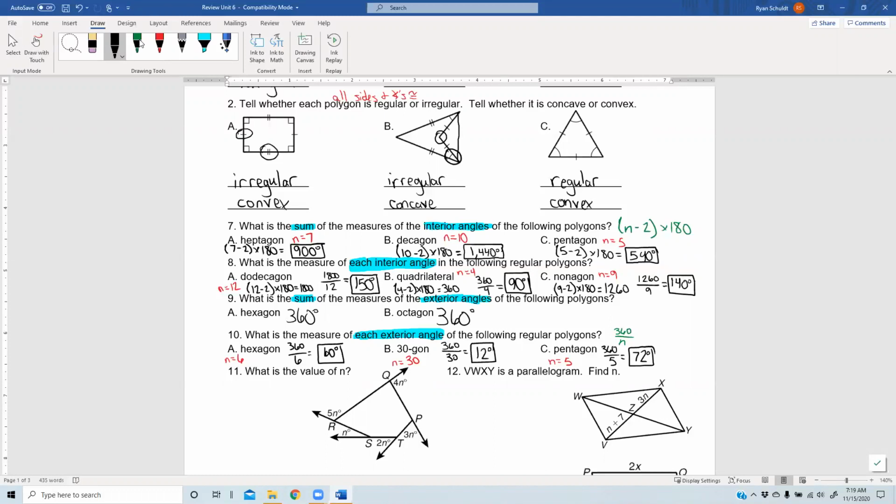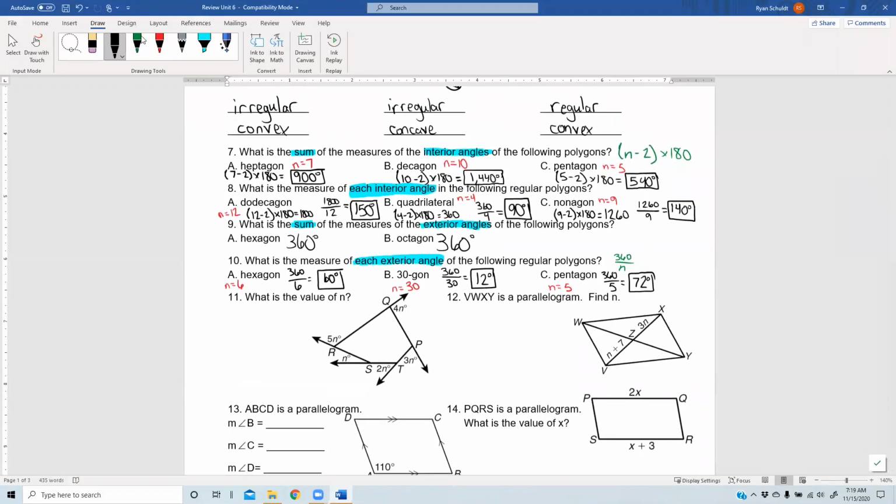Okay, number 11. What kind of angles are these? Are they inside the shape or outside? They're all outside the shape. These are exterior angles. And what did I say? No matter the shape, what do all exterior angles add to? 360. So we can just add these up.